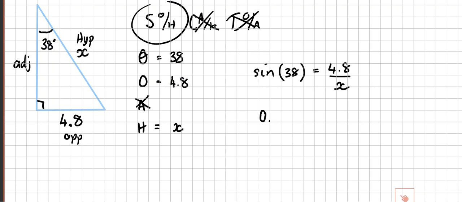0.615. It's 5, 6, so you round it up. Okay, 0.616 rounded to 3 decimal places equals 4.8 divided by x. So I just replaced that with that.